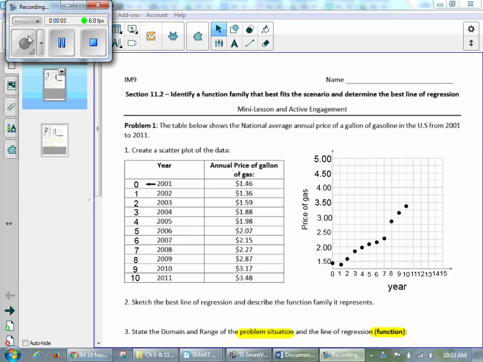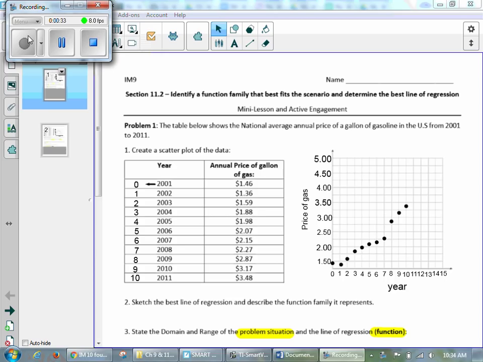Hello, I am 9. Today we're going to be talking about section 11.2, and we're still in chapter 9 and 11 data. This section asks you to decide which function family best describes the scenario. So if you take a look at problem 1, this video goes with problem 1. The table below shows the national average annual price of a gallon of gasoline from 2001 to 2011.